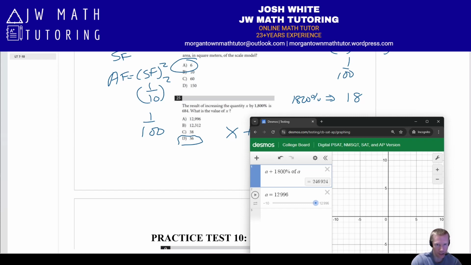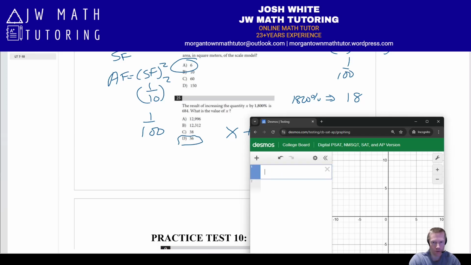Okay, the answer is obviously no. So now let's try answer choice B. Do I get 684? No. Now let's try answer choice C. Do I get 684? No, it's much closer. It's 722, but it is not 684. So let's check D. So right here, we have the correct answer. Basically, the number increased by 1800% of the number, and therefore we get the actual value.